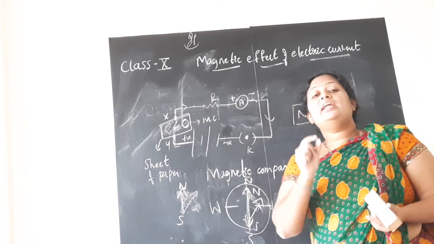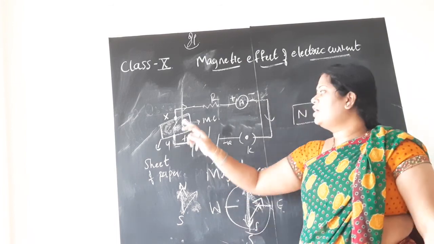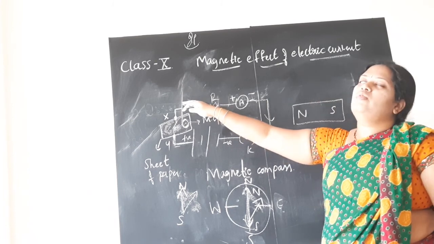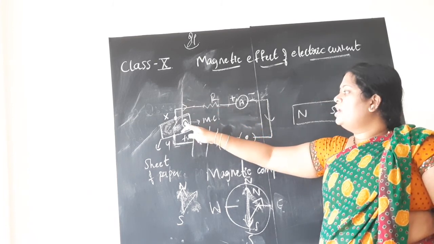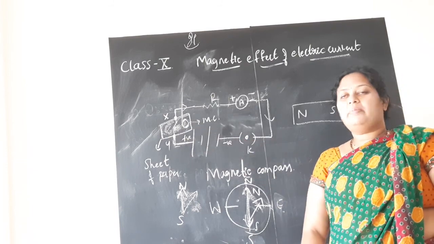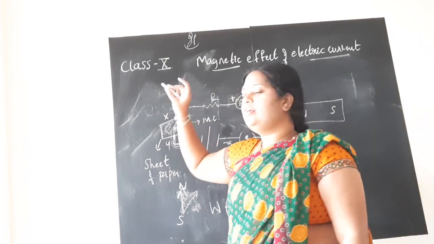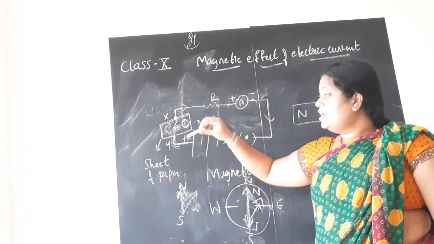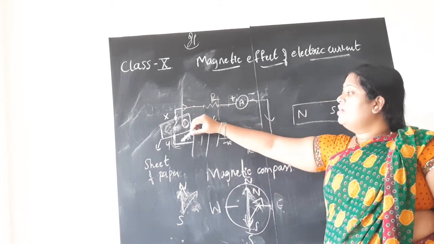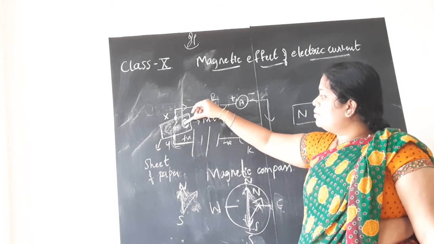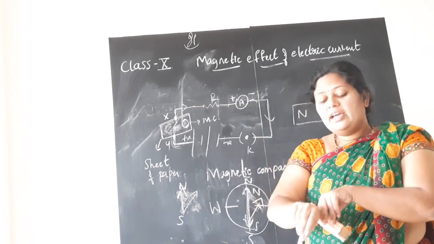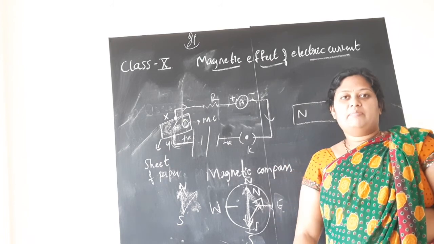A momentary deflection is observed when current is passed through the copper wire over the sheet of paper and the magnetic compass is placed on the sheet of paper. When current is flowing through the circuit, children, and passing nearby the magnetic compass, what will happen? The current flowing makes the needle in the compass deflect. We can see deflection in the magnetic compass.